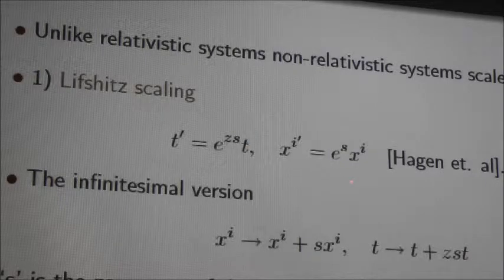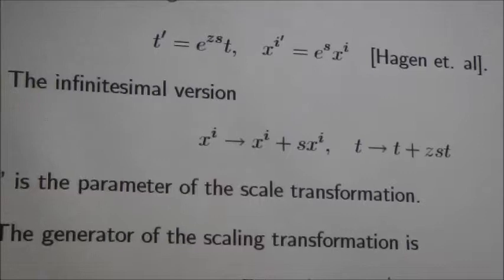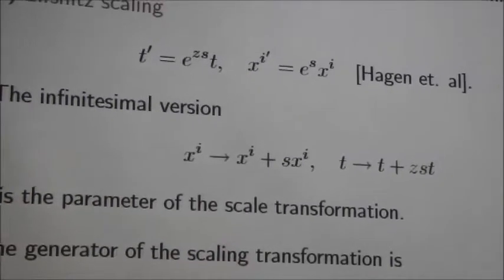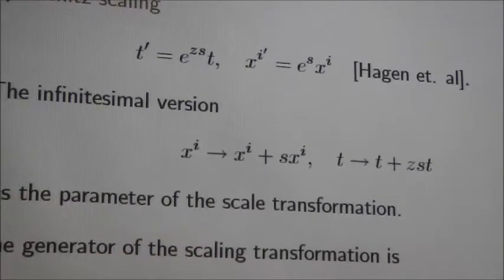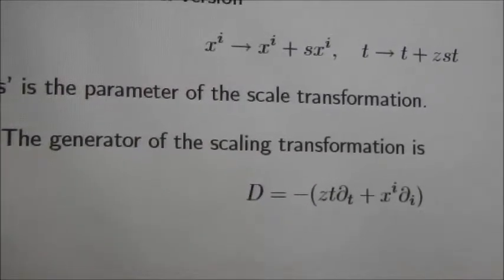The infinitesimal form of the scale transformation can take this form, where s is the parameter of the scale transformation. If the transformation is global, then s is constant. The generator of the scaling transformation for Lifshitz scaling is that way, δt equal to minus z t ∂_t and minus x^i ∂_i.